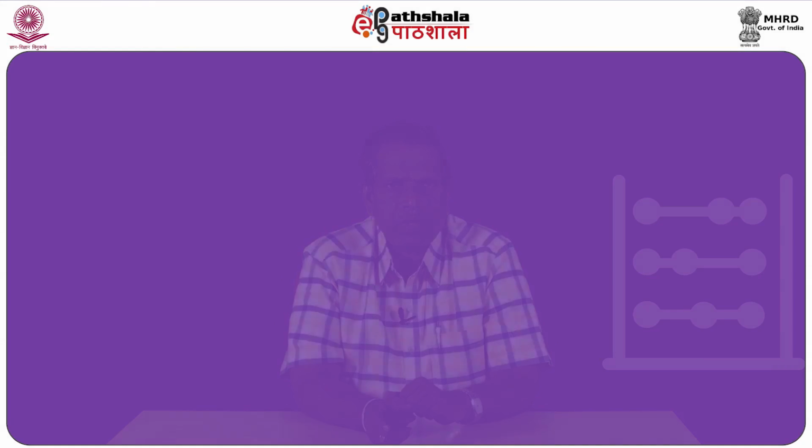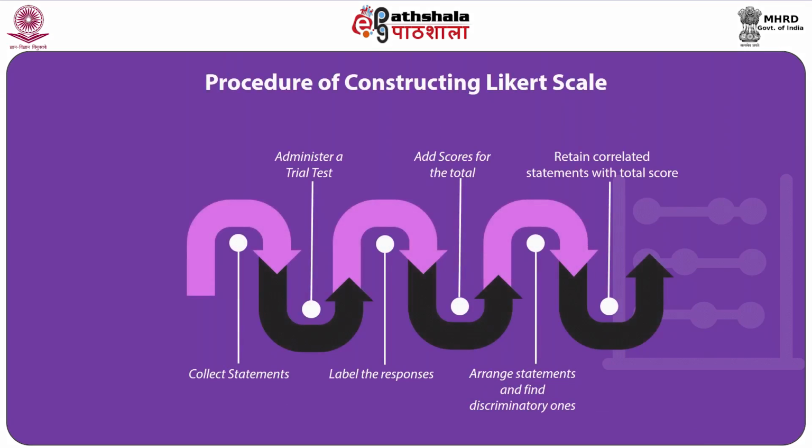Now we will move on to how we construct the Likert scale. There are 5 steps, of which the first one is that the researcher collects a large number of statements which are relevant to the attitude being studied. Here one should take care that each statement expresses definite favorableness or unfavorableness to a particular point of view on the attitude under study, and the number of favorable and unfavorable statements is approximately equal.